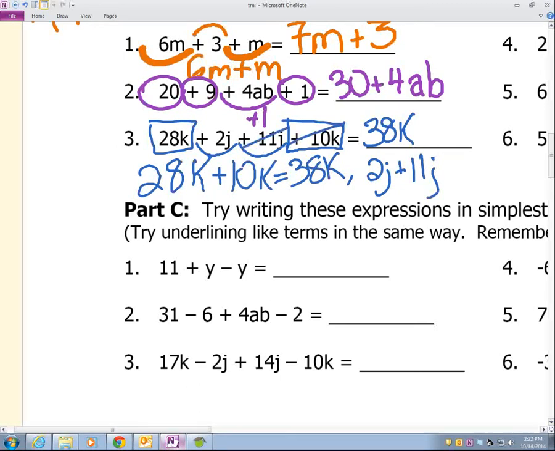We took care of this, that, and that. So 2J plus 11J, and what does that come out to be? 13J. Now, is this a positive or negative? Should this be a negative sign or a positive addition? Positive. Good. 13J. And it's possible that you guys would have had 13J plus 38K, and that's just fine, right? Because isn't 2 plus 1 3? Yeah. But what about 1 plus 2? It's still 3.